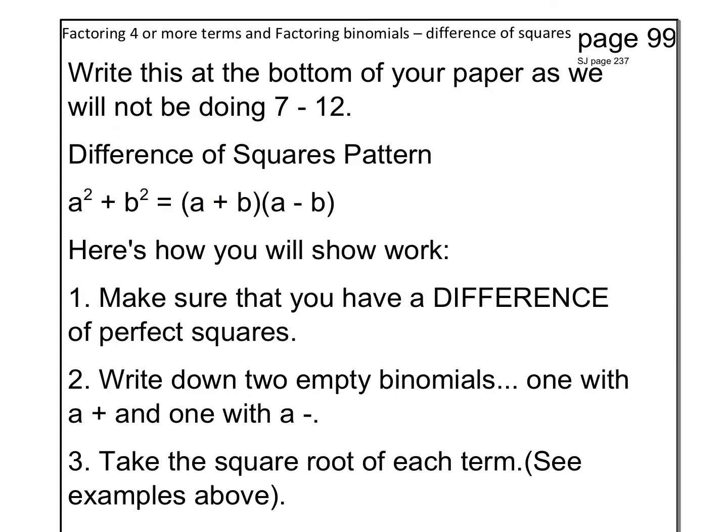So if you will pause the video and write this at the bottom of page 237, Student Journal page 237. This is still page 99 in your notebook. We're going to do a pattern called difference of squares. We're not going to be doing 7 through 12 at the bottom, so it's okay if you just scribble those out and write this in. So pause the video and write this down, please.